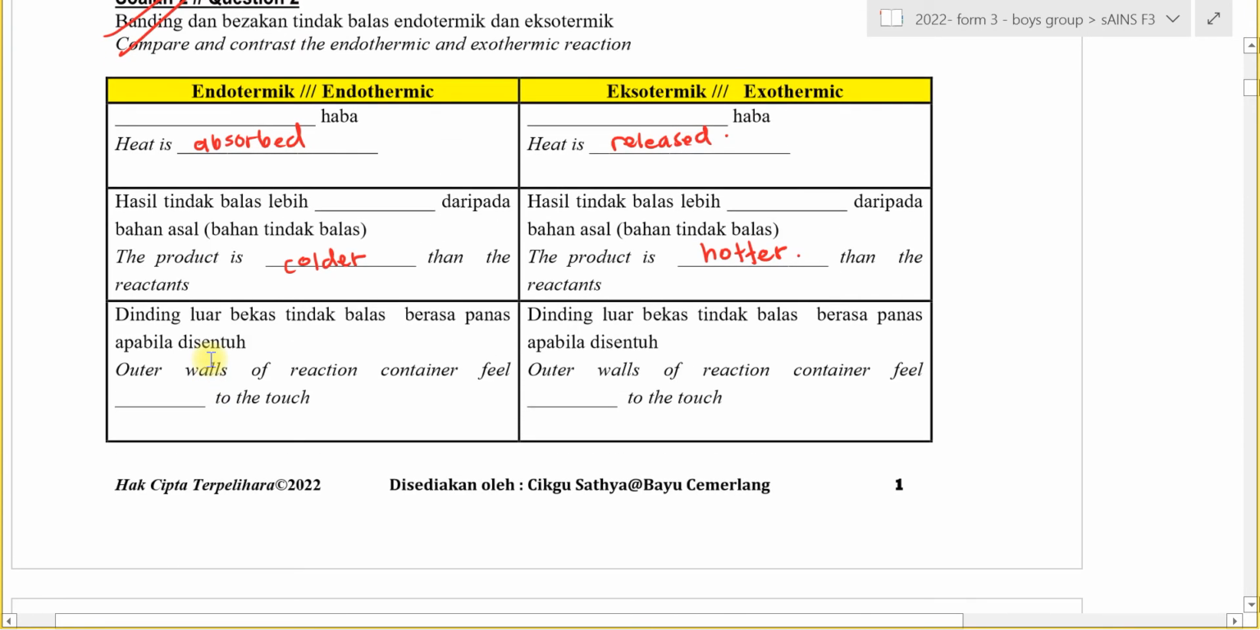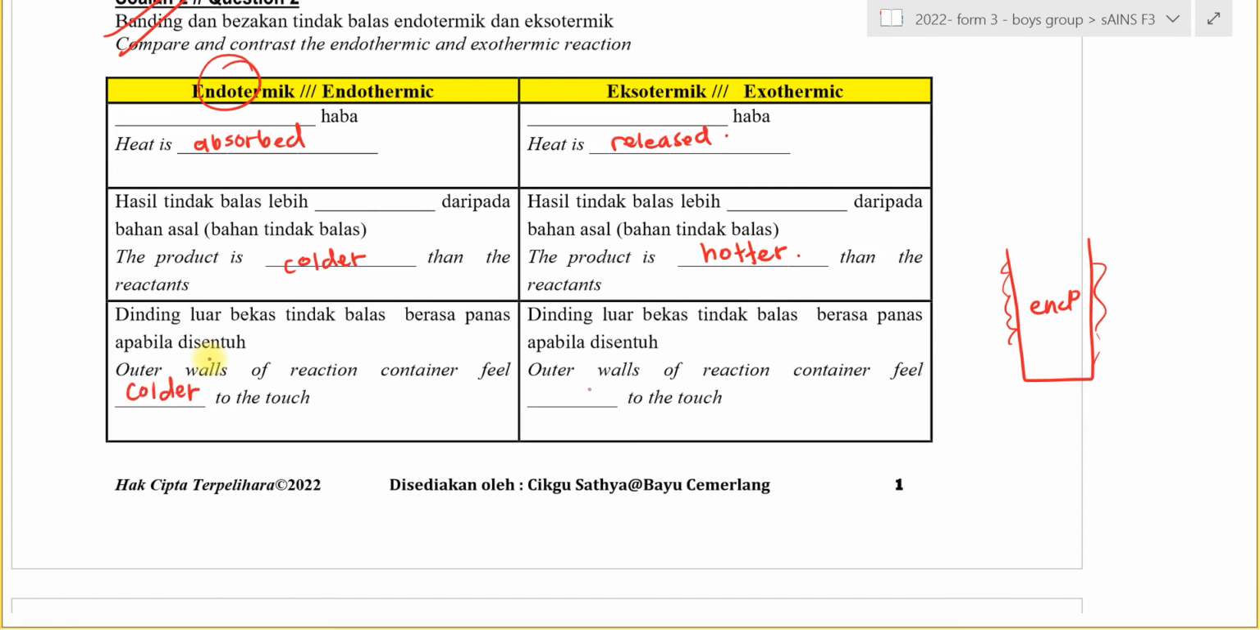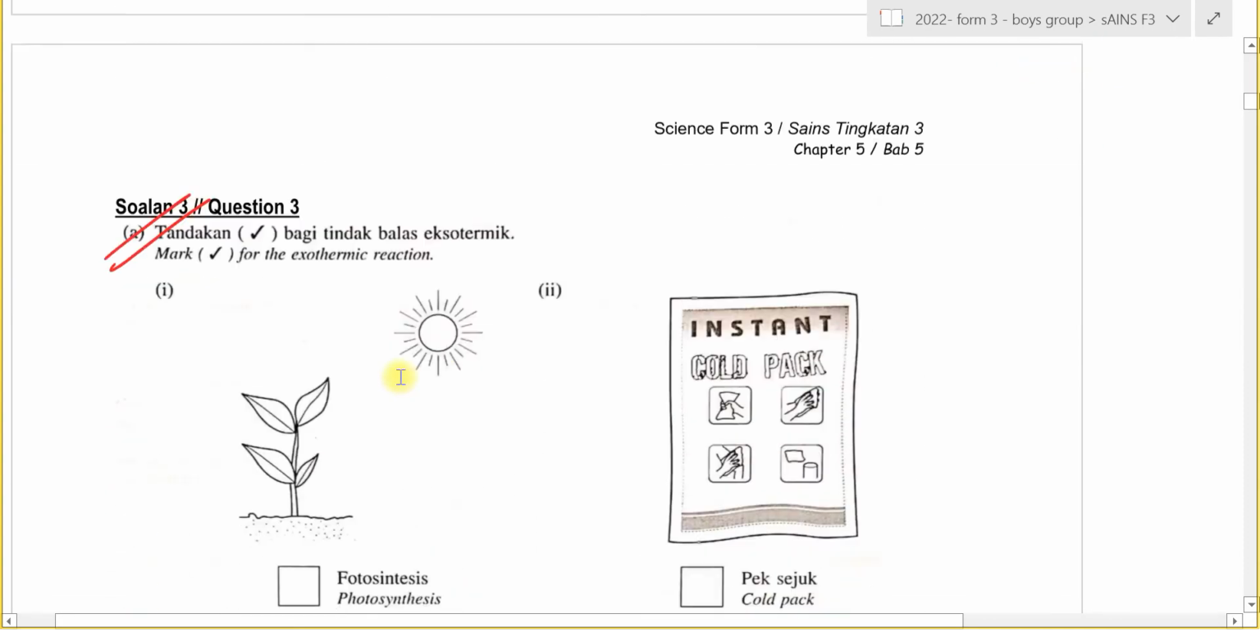Outer walls of reaction container feel decreases to the touch. No, no. Let's say you mix something endothermic inside the polystyrene cup. You touch the wall of the polystyrene cup. You feel colder or hotter? Hotter. Endothermic hotter? Sorry, colder, colder. Colder. Okay. So for exo, hotter. All right. And okay, that's all for question 2.